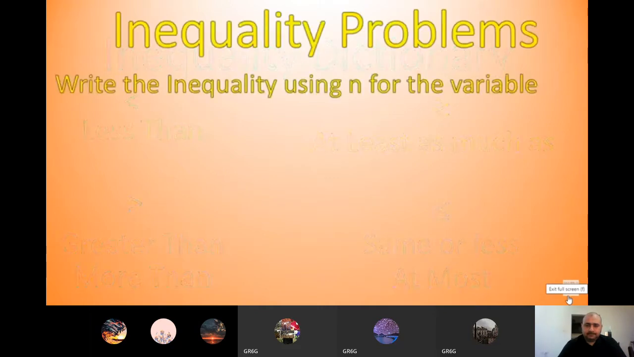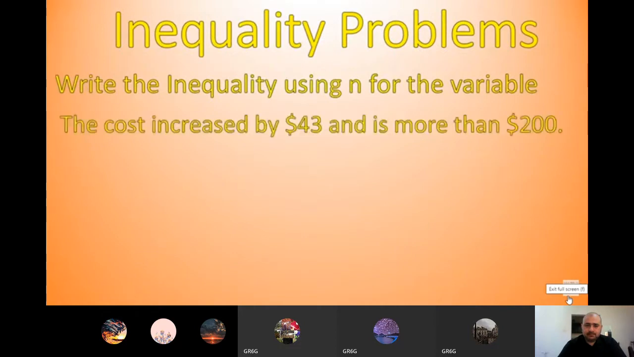All right, now let's actually look at some word phrase problems, and we can practice step by step along the way here. Write the inequality using n for the variable. The cost increased by $43 and is more than $200. The way that we would write this as an inequality would look something like this. The cost, n, was increased by $43, so the cost plus 43 is now more than 200. So you've got that "more than," which is the greater than symbol. You've got "increased by," so that's addition. Now that's the way we would write an inequality.